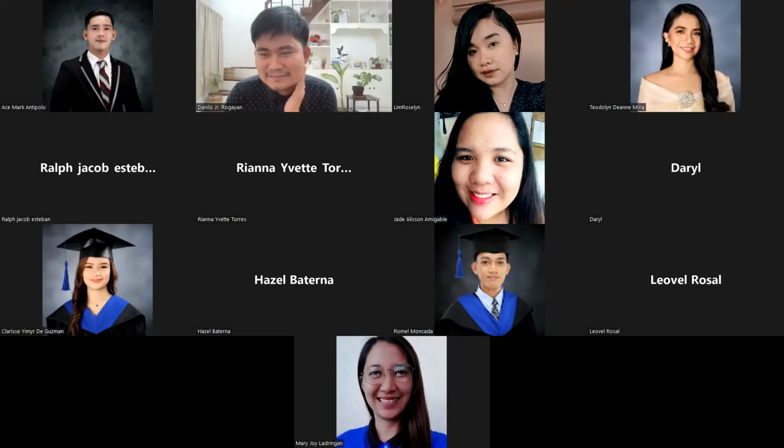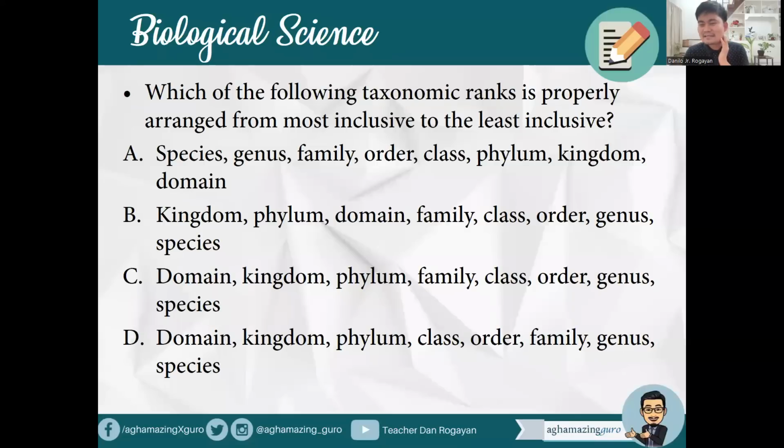Tama ka, Ace. Yes. Oo nga. Sabi ko, bakit parang mali ata yung sagot ko doon? Alright, that's correct. So most broad or broadest to the least inclusive. Sa ibang term, we call it from most inclusive to exclusive. So that's correct. So letter D.